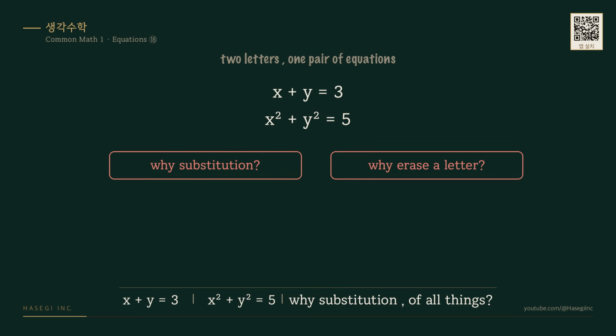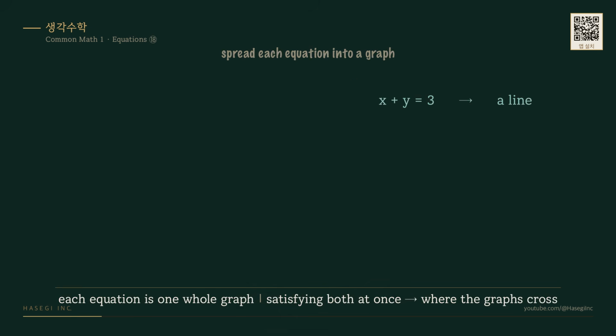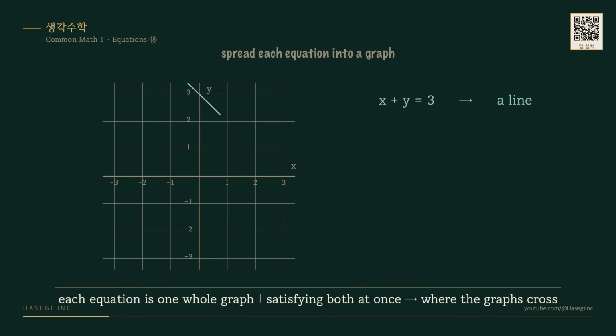Why go to the trouble of wiping out one of the letters? The reason lives in the graphs. Take just one equation on its own. The pairs that satisfy the first one are not few. There are endlessly many, and collecting them all traces out a straight line. The second equation behaves the same way, and collecting its pairs traces out a circle.